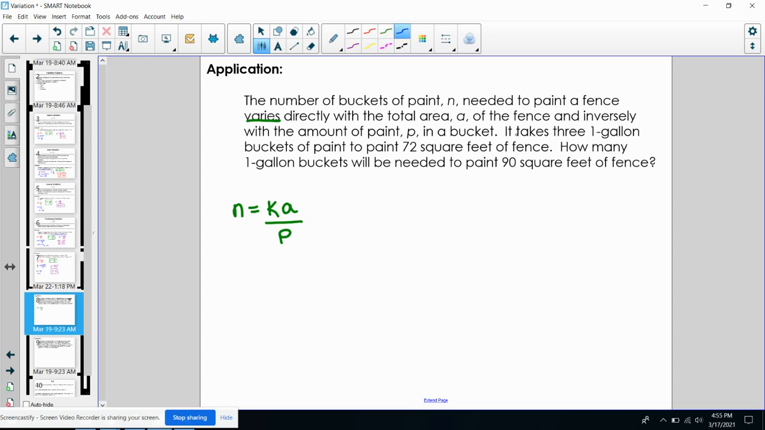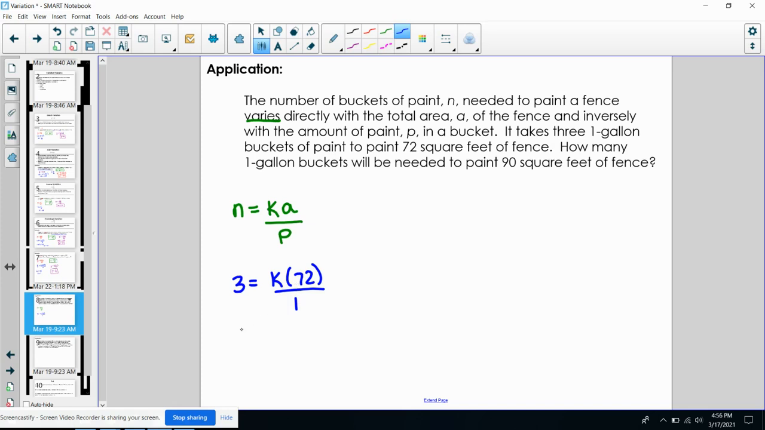And then it's going to tell us our information so we can solve for K. It says it takes 3 1-gallon buckets of paint to paint 72 square feet of fence. So if it takes 3 1-gallon buckets, N is the number of buckets. So that's going to be 3. K is what we're going to solve for. The area is 72. And P is the amount of paint in the bucket, and it's a 1-gallon bucket, so it's going to be 1.